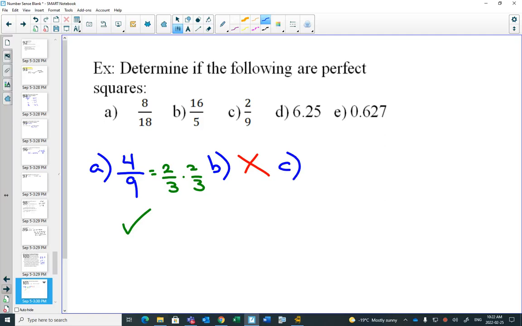C. 9 is a perfect square because it's 3 times 3. But 2 is not a perfect square unless you make a mistake with 1 times 1. You know what? That's one of the most common mistakes ever. 1 times 1 equals 2. You wouldn't believe how many times students make that mistake. 1 times 1 equals 2 is one of the most common mistakes ever made.